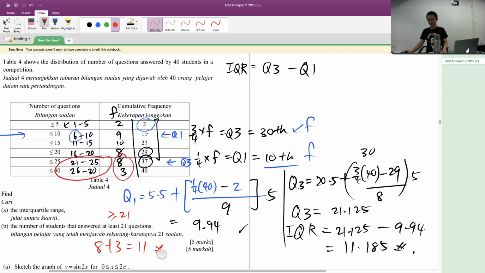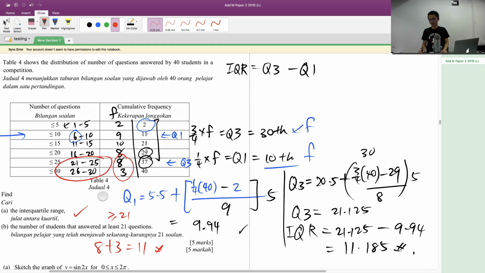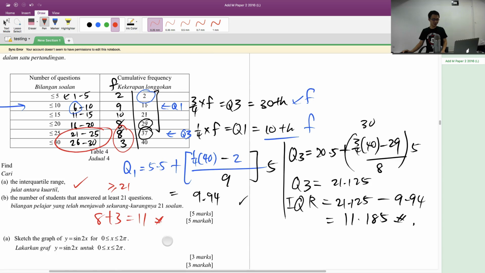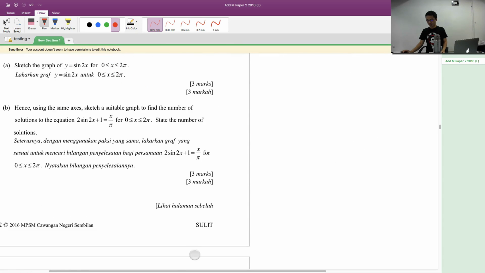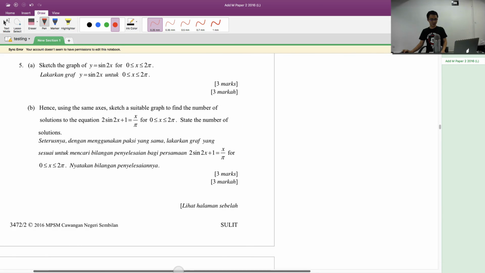I guess they'll give you 4 marks for the interquartile range, because you will need to find the Q3 and then you use the third quartile minus the first quartile. This is how we do the interquartile range. Okay, if you have no problem, then I will move on. If you have a problem, please stop me.